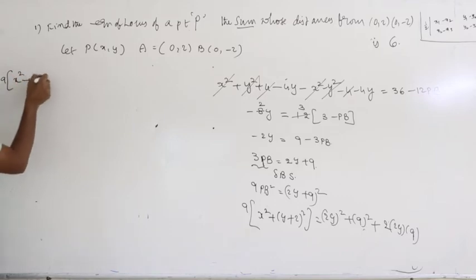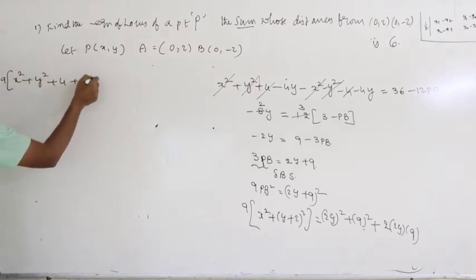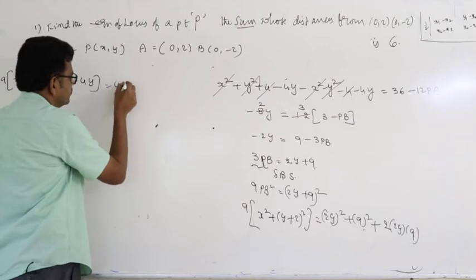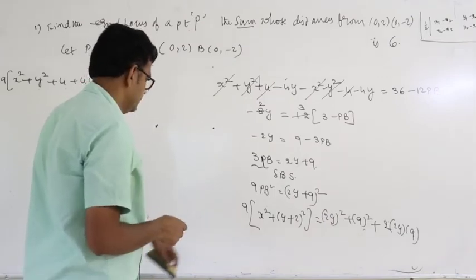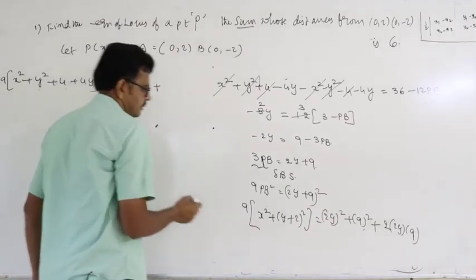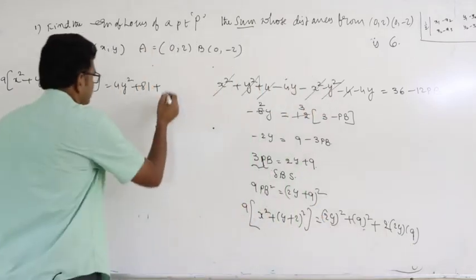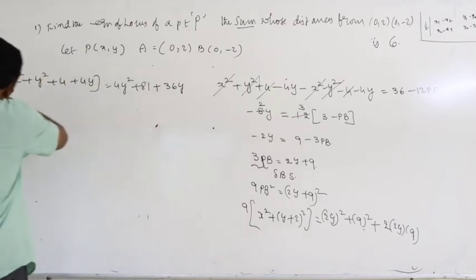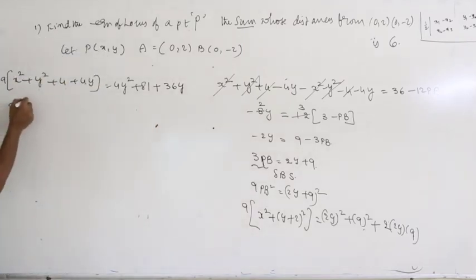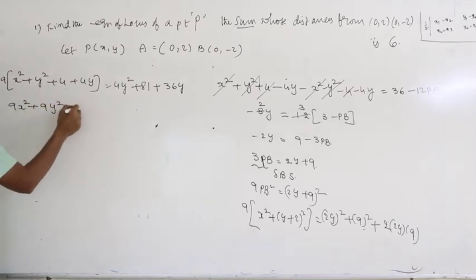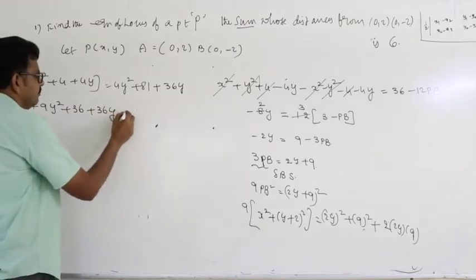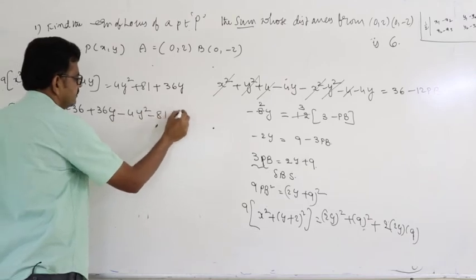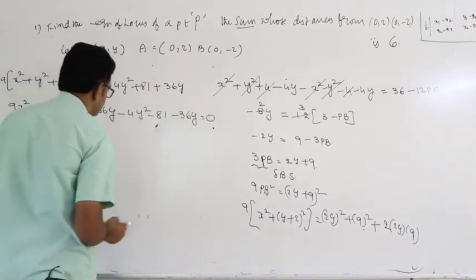So that is 9 into x square plus y square plus 4 plus 4y, using the a square plus b square plus 2ab form, equal to 4y square plus 81 plus 36y. So this is multiplying with 9: 9x square plus 9y square plus 36y. You take this side: minus 4y square minus 81 minus 36y equal to 0.